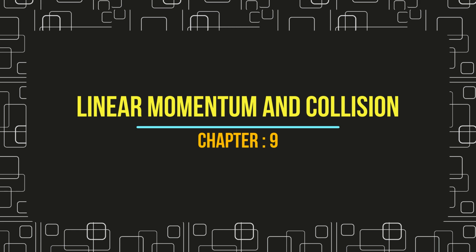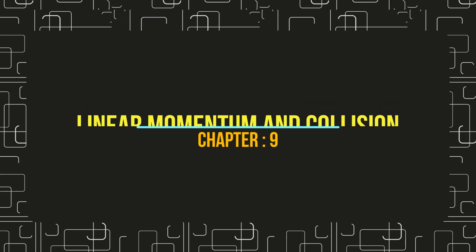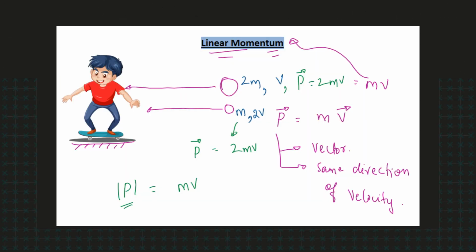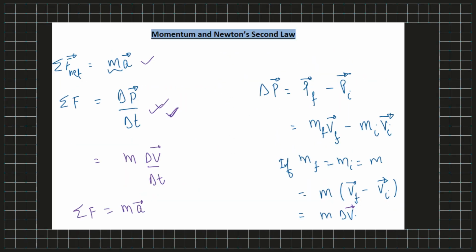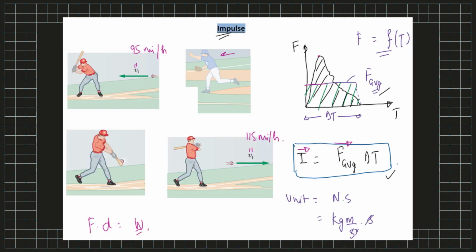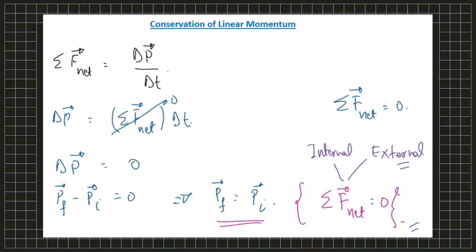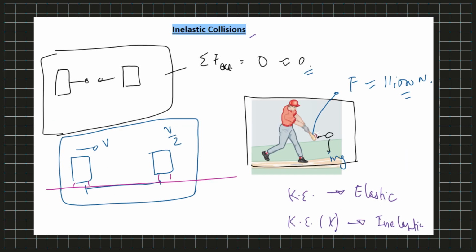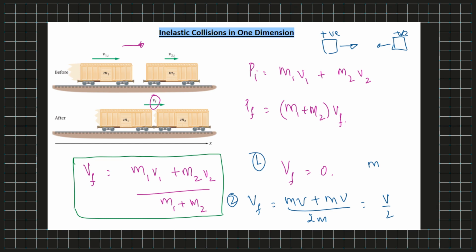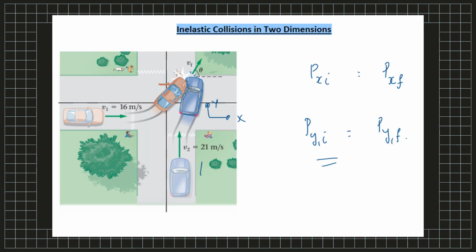We have completed 5 topics. The first topic that we discussed was linear momentum, then momentum and Newton's second law. Then we discussed impulse, conservation of linear momentum, and finally, in the previous video, we discussed the topic inelastic collision. And today in this video we'll discuss some examples from this topic, inelastic collision.